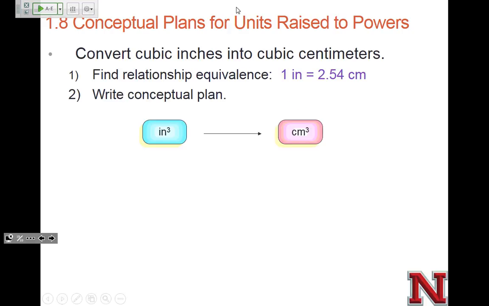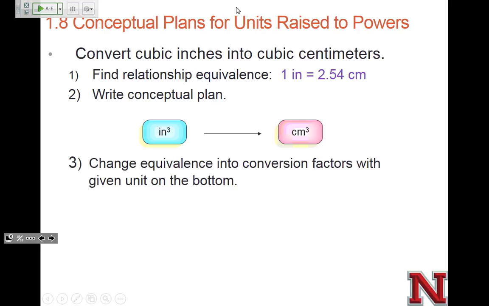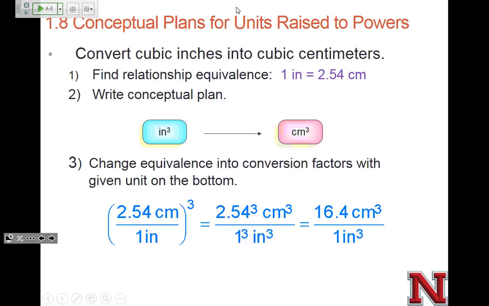So writing our conceptual plan, inches cubed to centimeters cubed, we're going to be using this relationship, but we're going to cube the entire thing. And again, don't make the mistake of writing centimeters cubed without cubing the number, because you are cubing the number, which would be 16.4. So make sure that you cube the entire relationship. Of course, 1 cubed is just 1. But don't make that mistake. You cannot just make this relationship cubed and not cube the numbers, the coefficients.